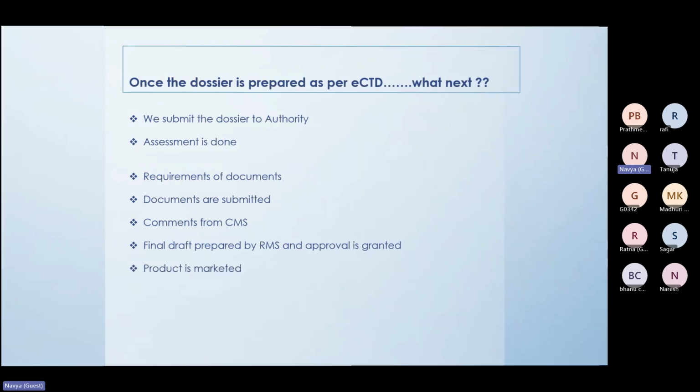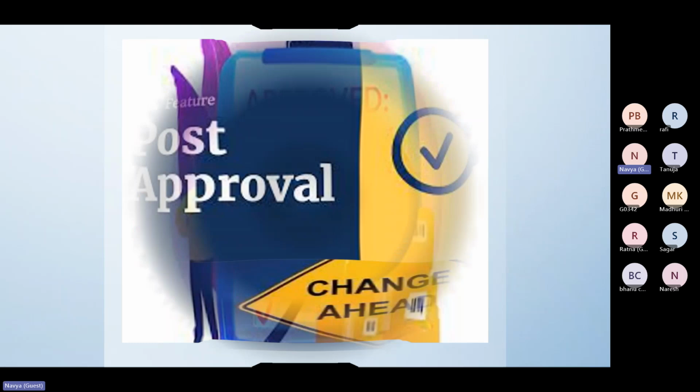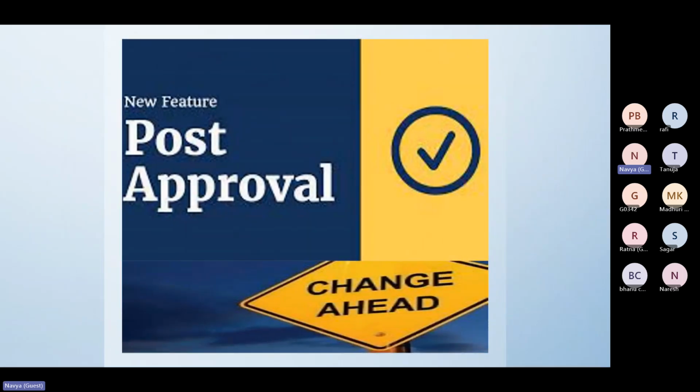And then the product is marketed. Once the drug is approved, when we submit the dossier, we have comments and we get a grant, that is the approval. What is the next step? So now we have the entire dossier. Now comes the post approval. Now it's the life cycle of a product.